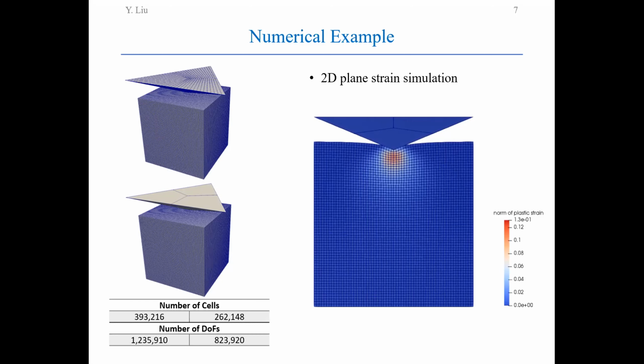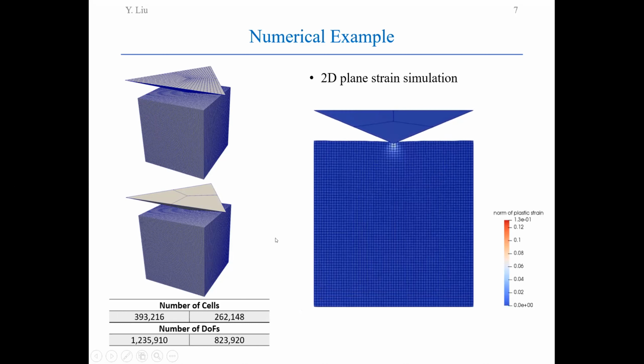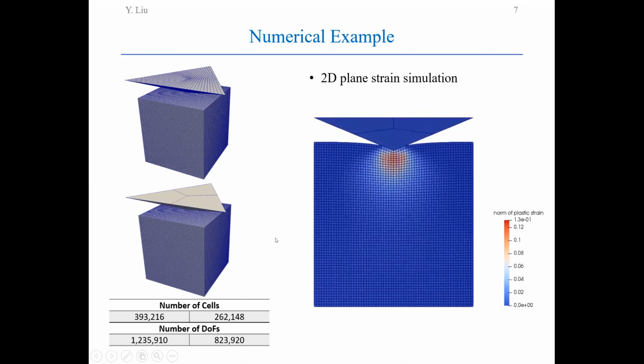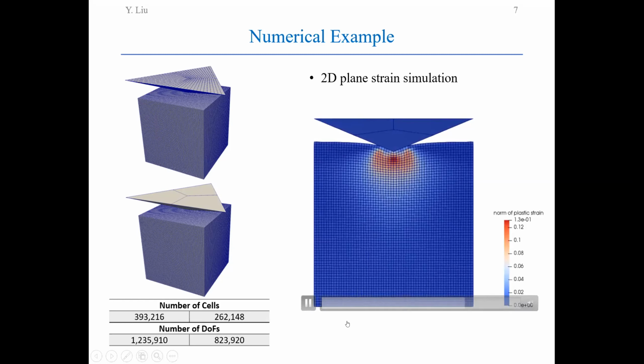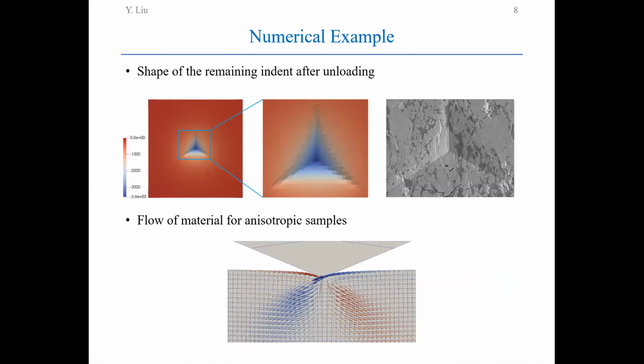On the right of this slide is a video showing the full loading, holding, and unloading process during a 2D plane strain simulation. We can see the initial loading stage, followed by the hold stage. We see that the load P is kept constant, but the indentation depth keeps growing, and we can see the development of the plastic strain inside the sample. And finally, we have a very quick unloading process.